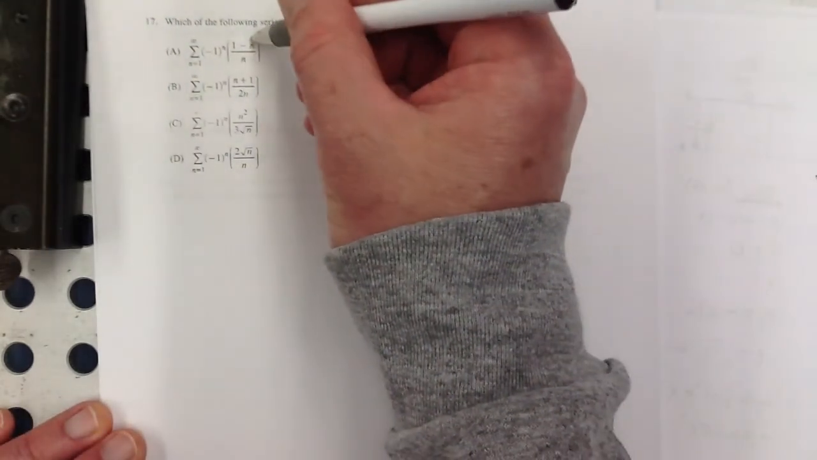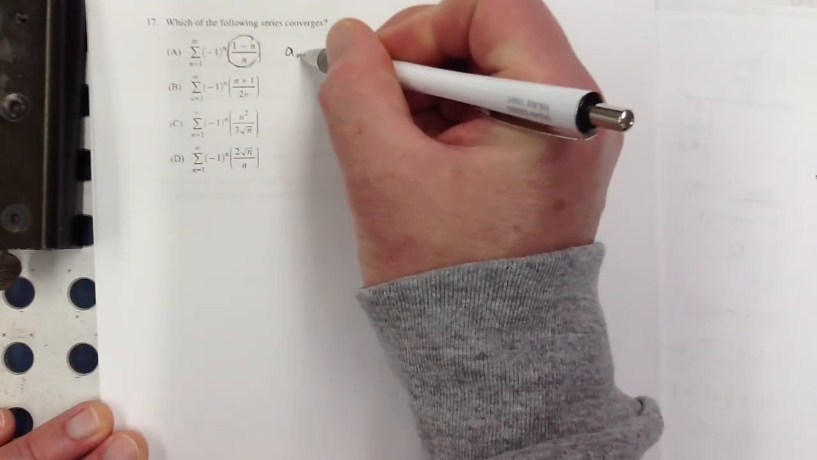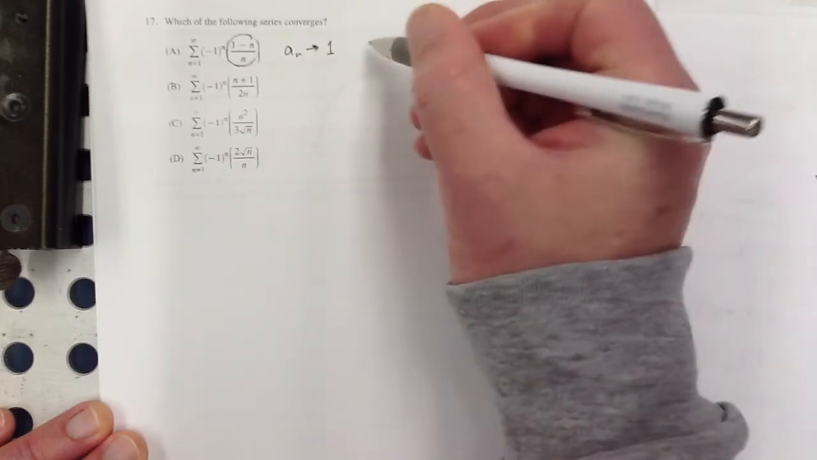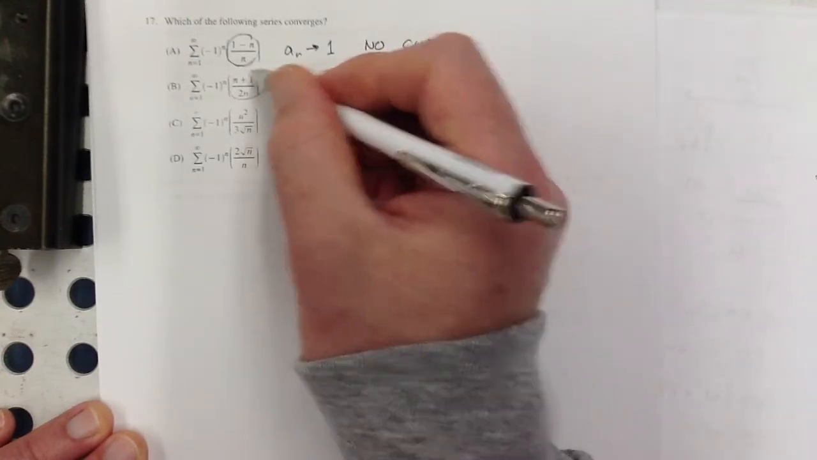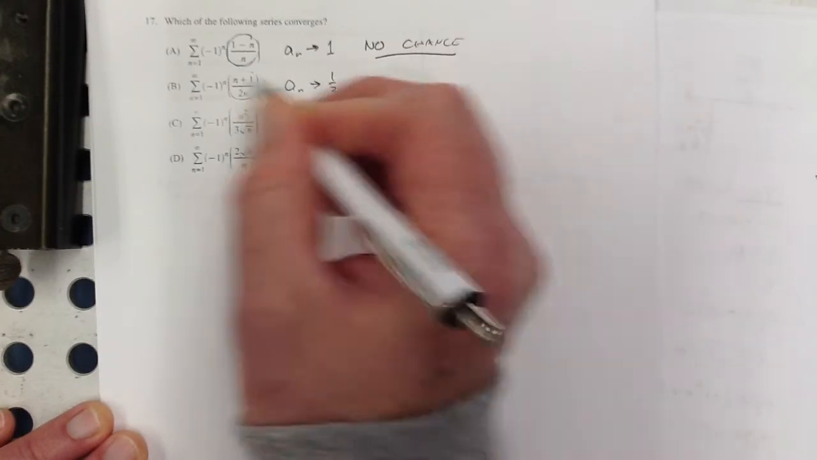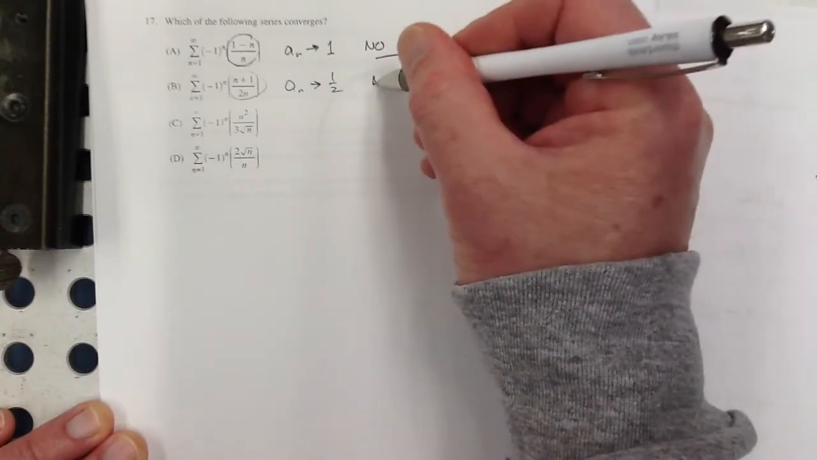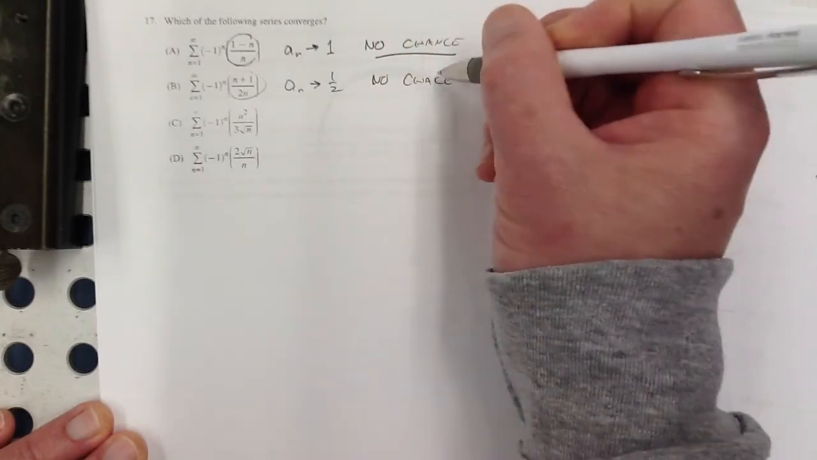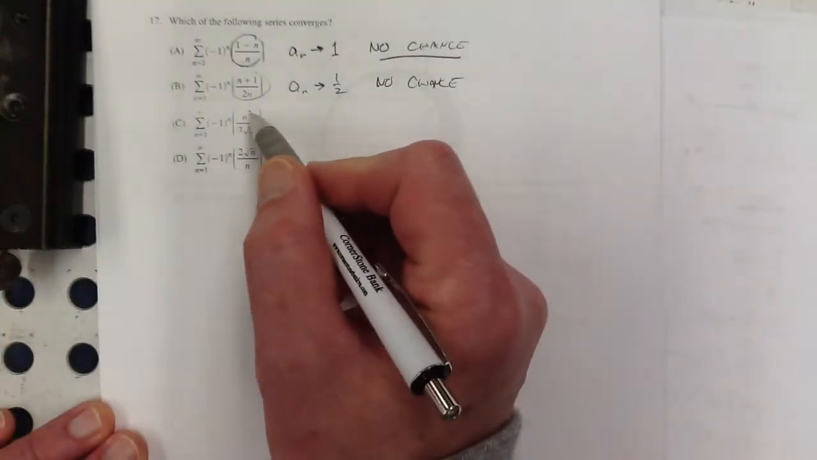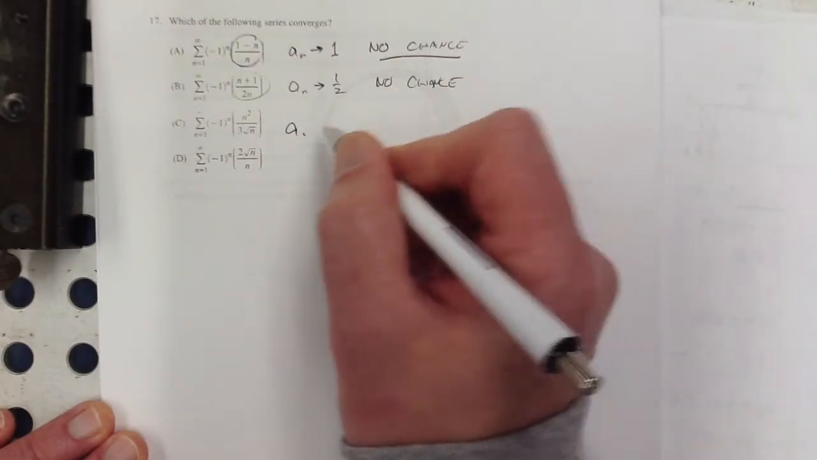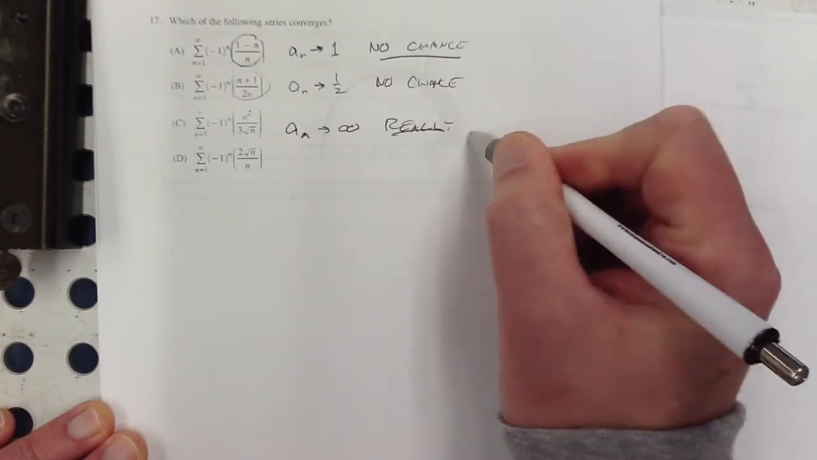Okay, this one here, first thing I'm going to do is see what the terms are doing. Here, the terms approach 1, so no chance. Here, the terms approach 1/2. These are all alternating, but that's not enough if the terms aren't going to 0. The terms have to be going to 0. No chance. This is a question about the alternating series test, right? n squared over... so nope. Those terms are going to infinity. So that's really no chance.